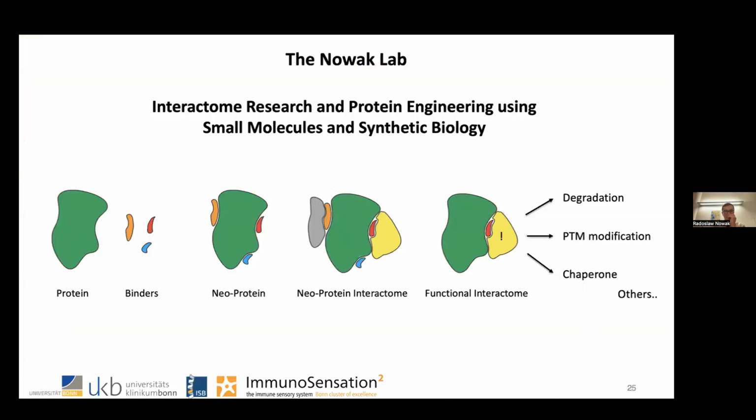And just to briefly outline what I'm thinking in terms of what we want to do in the lab, we are looking at interactome research and protein engineering using small molecules and synthetic biology. So the overall idea is that, as I mentioned before, proteins would bind small molecules or covalently be labeled by them. They would form a neoprotein, which would have a neoprotein interactome. Some of this interactome would be functional, and the function could be degradation, but it could also be way beyond degradation, as we have observed through recent publications. It could range in changing PTM modifications, chaperone deprivation, many different functions. So this is something that I wanted to explore extensively.